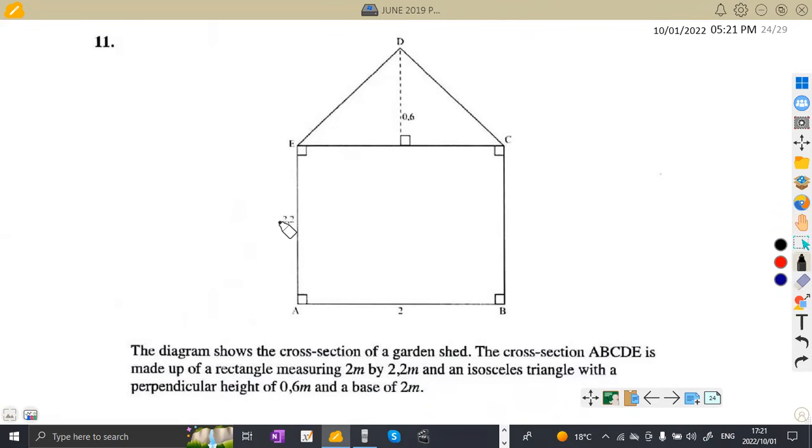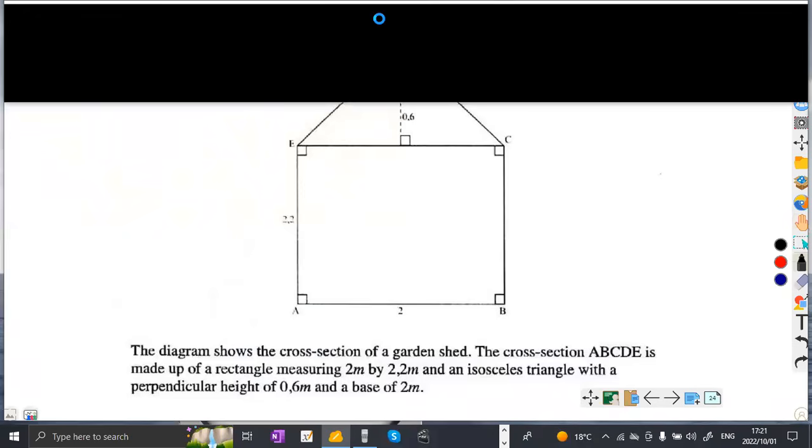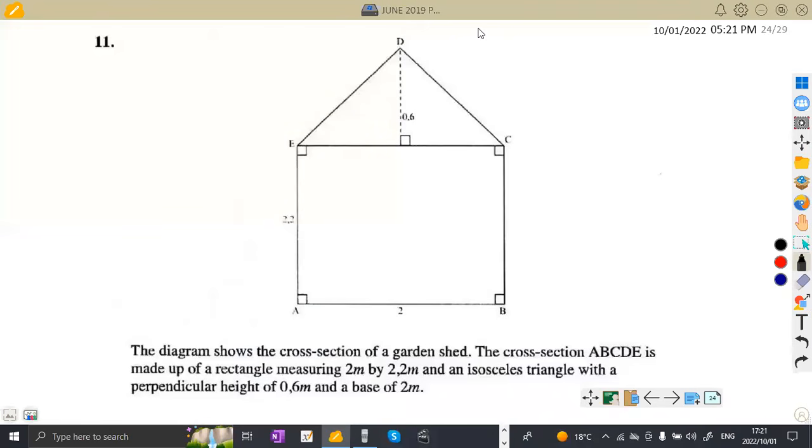So take note, you're given this is 2.2 here. Okay, I just have to change this part. Maybe it can be clear. 2.2. So this one will be 2.2. Also 2.2 because this is a rectangle section. So this will be 2.2 also. This is 2 here. So from this point to this point is 2 also.